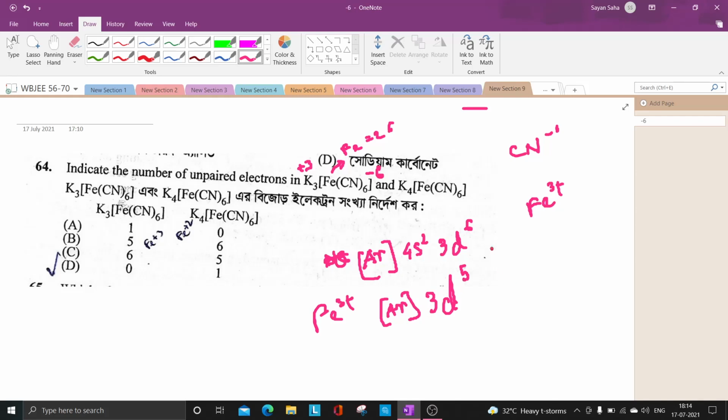right? So if I draw the d orbital, there will be 5 electrons, but you see this is a strong field ligand, so it will pair up the electrons, so it will pair up 2 electrons, and so the number of unpaired electrons that will be left will be 1. You see only one unpaired electron will be left, so this one will be 1. Okay, so you can mark A, but let us also find this one, this compound.